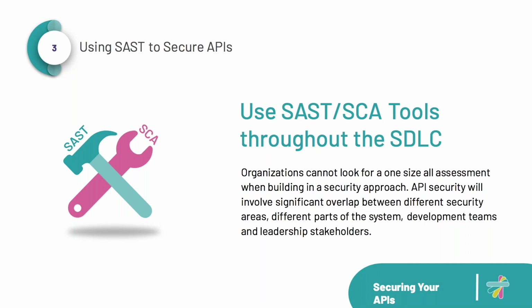SAST tools give developers real-time feedback as they code, helping them fix issues before they pass the code to the next phase of the SDLC. This prevents security-related issues from being considered an afterthought. SAST tools also provide graphical representations of the issues found from source to sink.